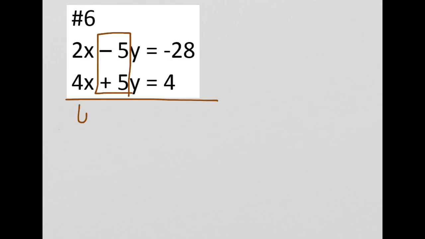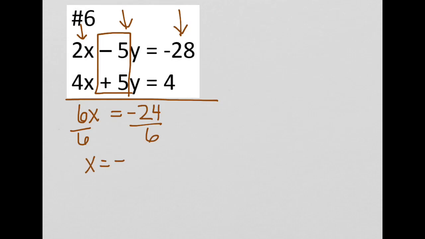2x plus 4x is 6x. Negative 5y plus 5y adds up to 0, so we have eliminated all of the y's. And then negative 28 plus 4 equals negative 24. Remember, we're adding column by column to figure this out. Okay, if 6 times something equals negative 24, and we divide both sides by 6, then we get that x equals negative 4. Are we finished? No. We have only found our first coordinate, and that's negative 4.